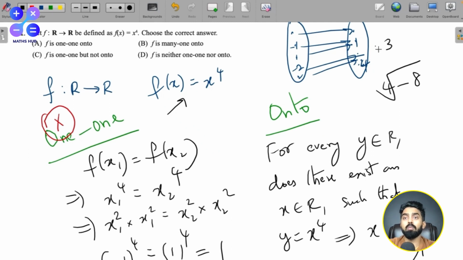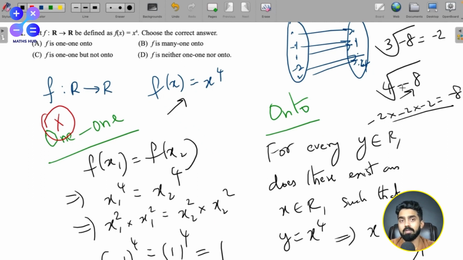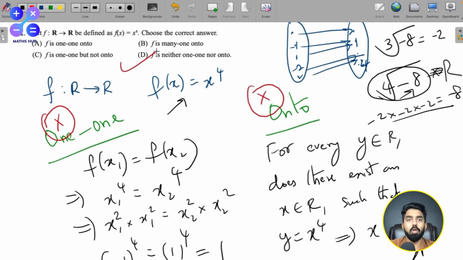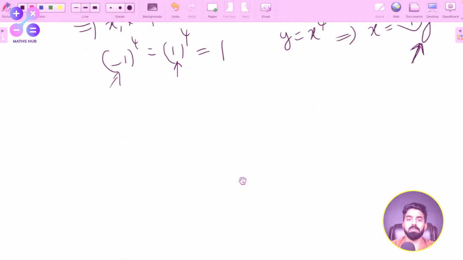For example, a cube root will exist. Cube root of minus 8 is basically minus 2, because minus 2 into minus 2 into minus 2 will give you a minus 8. But you can never get a minus 8 by multiplying any 4 terms. It will always end up in a positive term. So this does not exist in the real set. It exists in the imaginary set. So for every value of y, you'll not be able to find a value of x. So this is not onto as well. So this is neither 1 to 1 nor onto. Let's go to the last question.